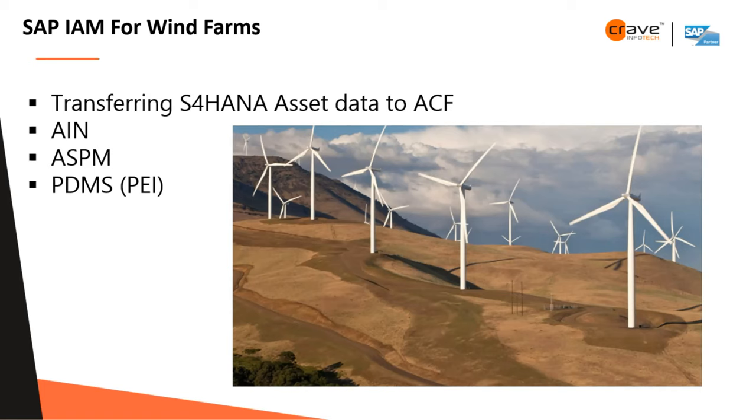Initially, we connected the system from S/4HANA to Asset Central Foundation. All the assets, which are system of record in SAP S/4, where the customer transfers the turbines, are created as equipment in SAP and sent to the ACF. And we have done some user stories on AIN, which are real-time user stories we use in wind turbine: ASPM user stories and PDMS user stories. And why wind turbine? Wind turbine is the baseline. We can apply this user story to captive power plants, the main plant of a thermal power plant, and solar power plants. So this model we can utilize in different areas.